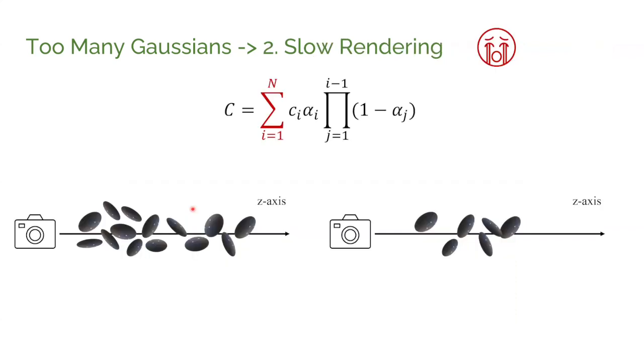That's the first issue. The second issue is slow rendering, because you have too many Gaussians. This is the rendering equation. If you have more Gaussians, you have to consider more Gaussians when you render. Obviously, here n is the number of Gaussians you have to look at. So with more Gaussians, you have to spend more computation.